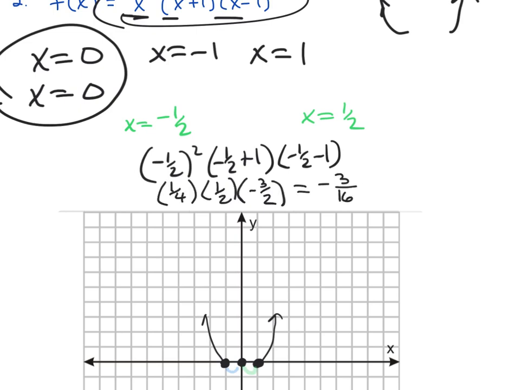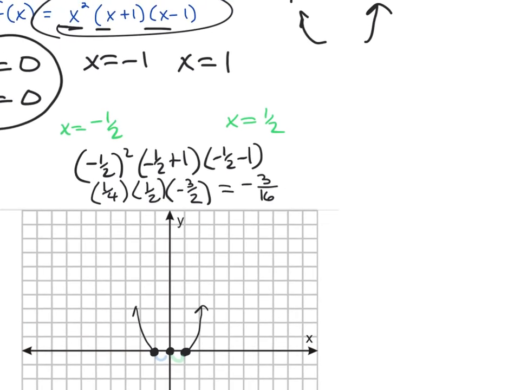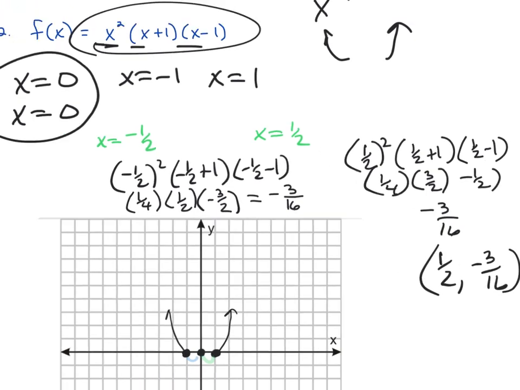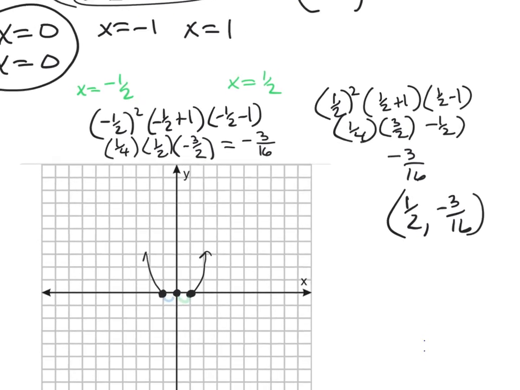I'm going to do the same thing for the positive half. Square it. I'm going to add it. I'm going to subtract 1. So I get 1/4, 3/2, negative 1/2. I still get the same y value. So now I'm going to graph these two ordered pairs, the 1/2 and the negative 3/16, and the negative 1/2 and the negative 3/16.